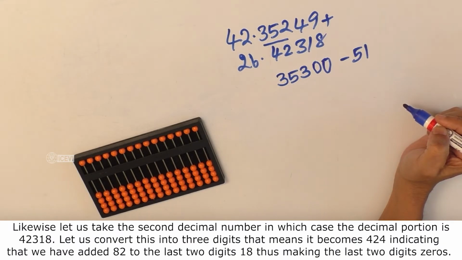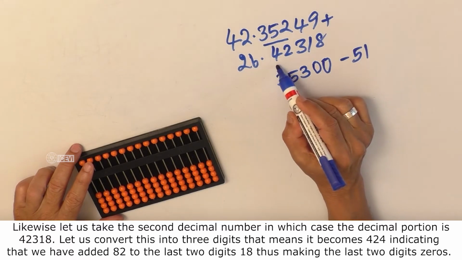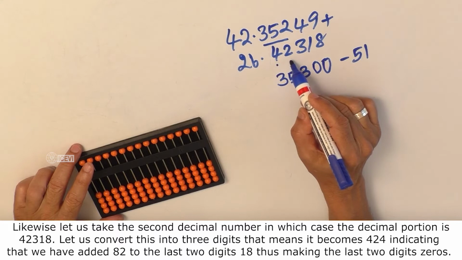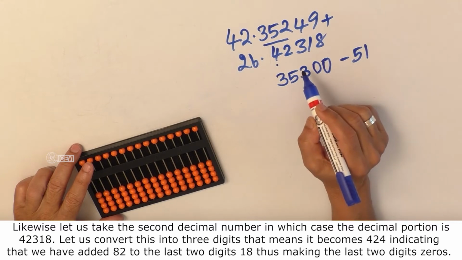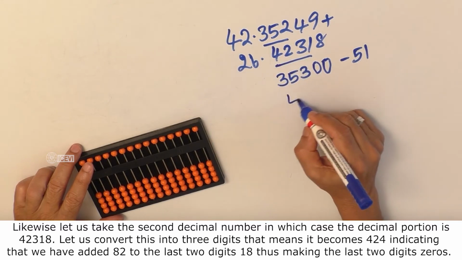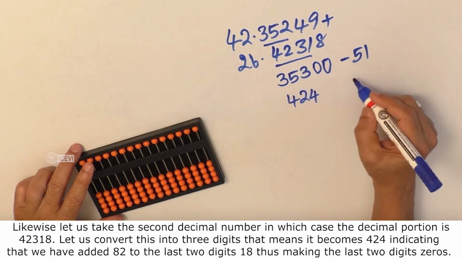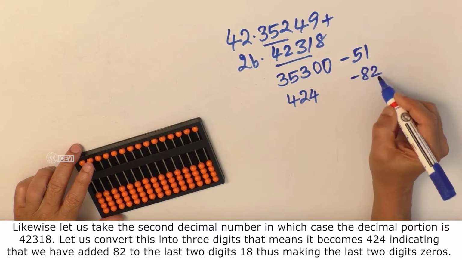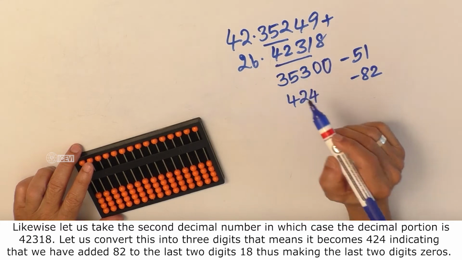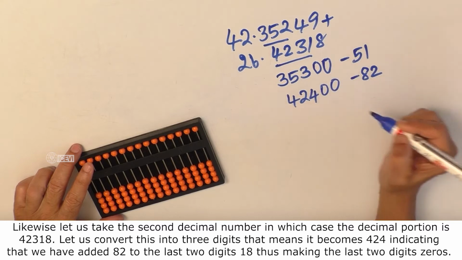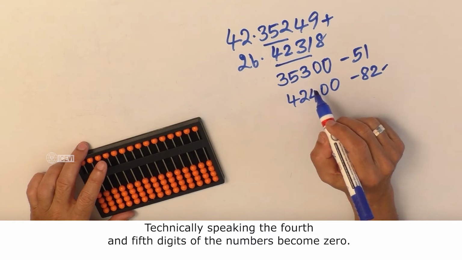Likewise, let us take the second decimal number, in which case the decimal portion is 42318. Let us convert this into three digits. That means it becomes 424, indicating that we have added 82 to the last two digits 18, thus making the last two digits zeros. Technically speaking, the fourth and fifth digits of the numbers become 0.